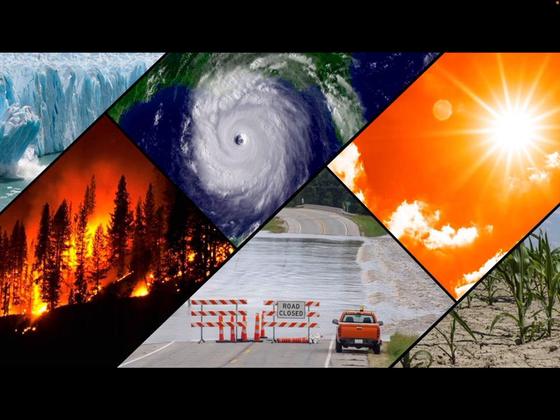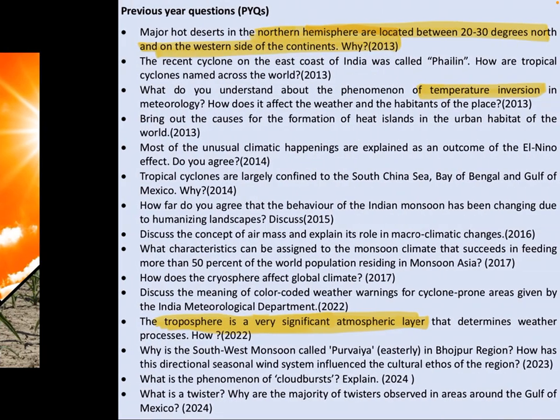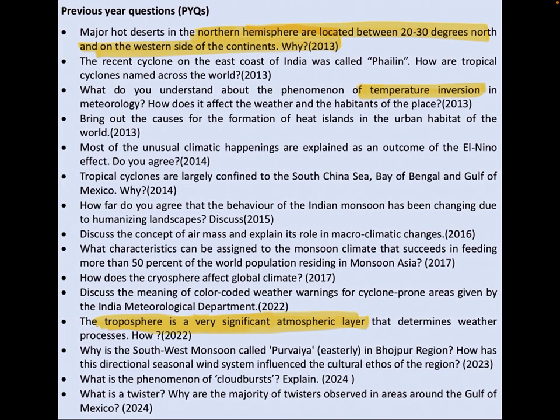Geography, which we have started. And today's topic is climatology. So let's start first with the PYQs, which have been asked throughout the years. The first is: the northern hemisphere deserts are located between 20 to 30 degrees north and on the western side of continents. The question was specifically asked for the deserts in 2013.